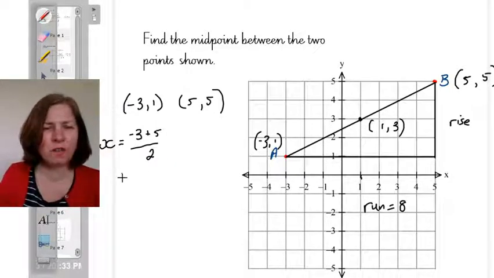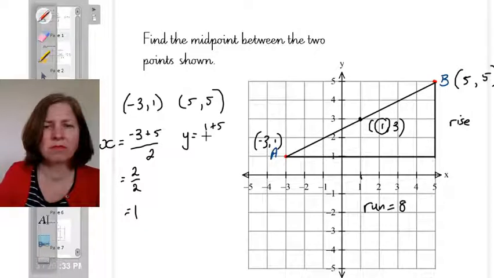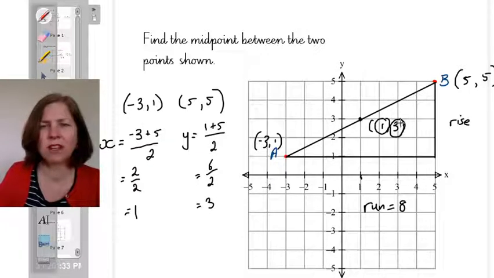-3 plus 5 over 2, which gives me -3 plus 5 is 2 over 2, which is 1. All right, and that is the x value of the midpoint. It's 1. To find the y value of the midpoint, I'm going to do the same thing. Add the numbers together, divide by 2, which gives me 6 over 2, which is 3. And that is what I found.